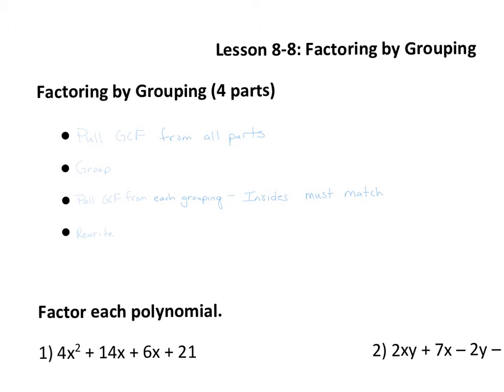Okay, we are going to be working on lesson 8.8, which is factoring by grouping. There are going to be 4 steps here, and when we say factor by grouping, we're talking about something with 4 parts. If you look down here, it has to have 1, 2, 3, 4 parts. Remember, that's called just a polynomial.